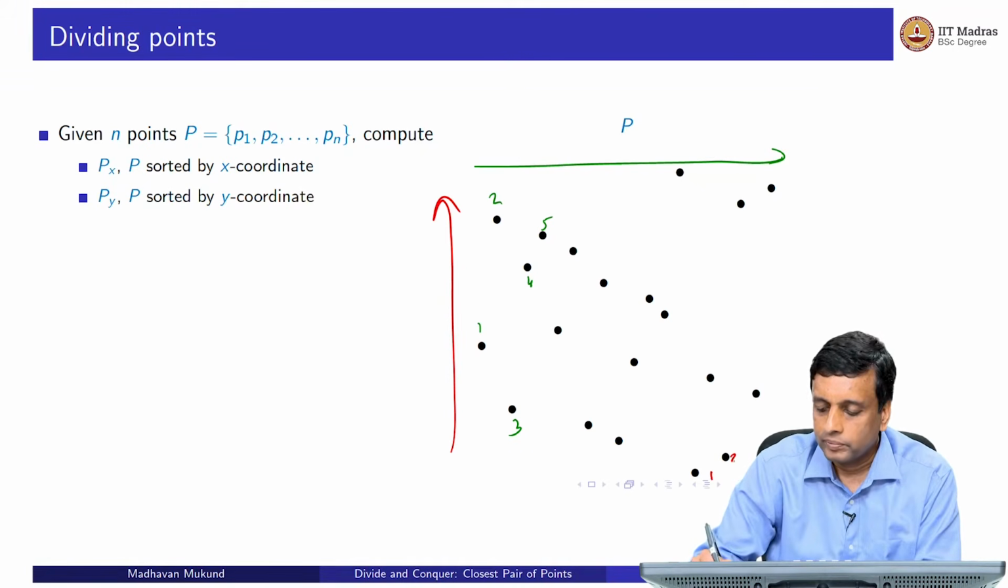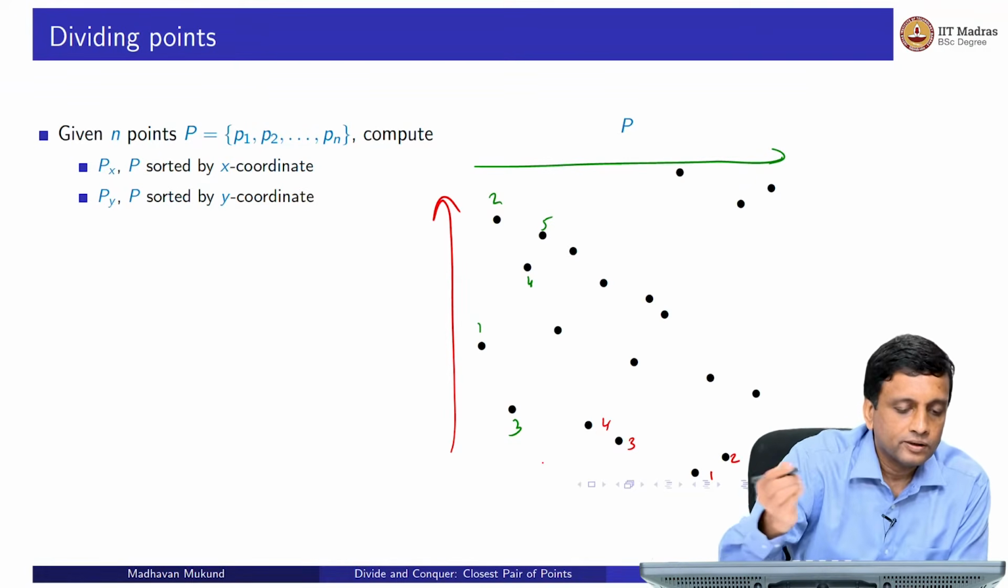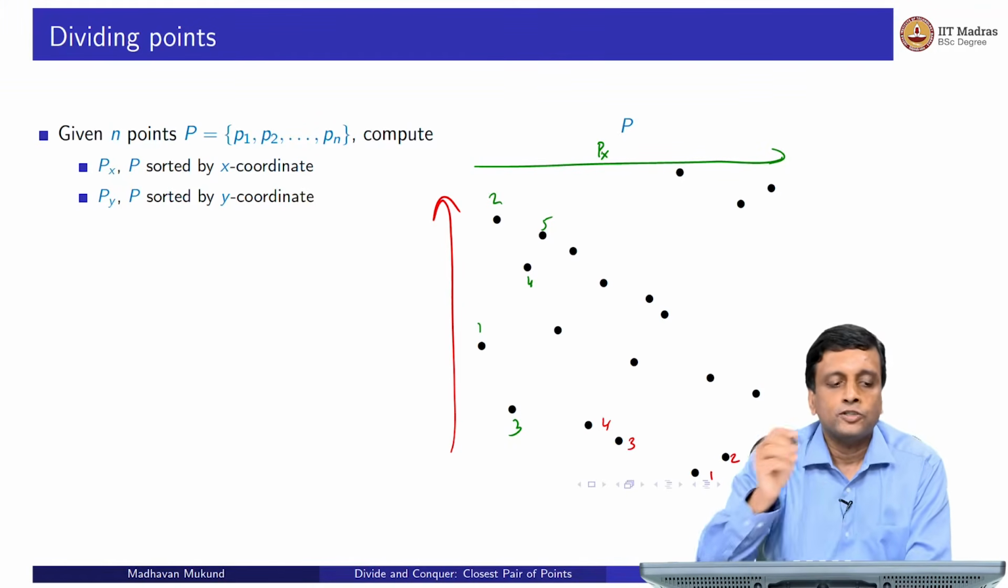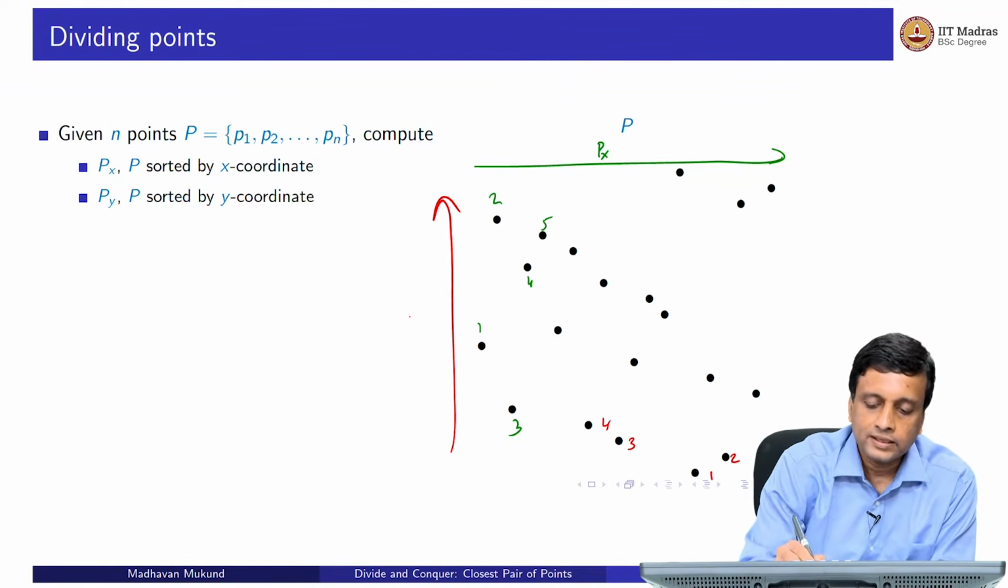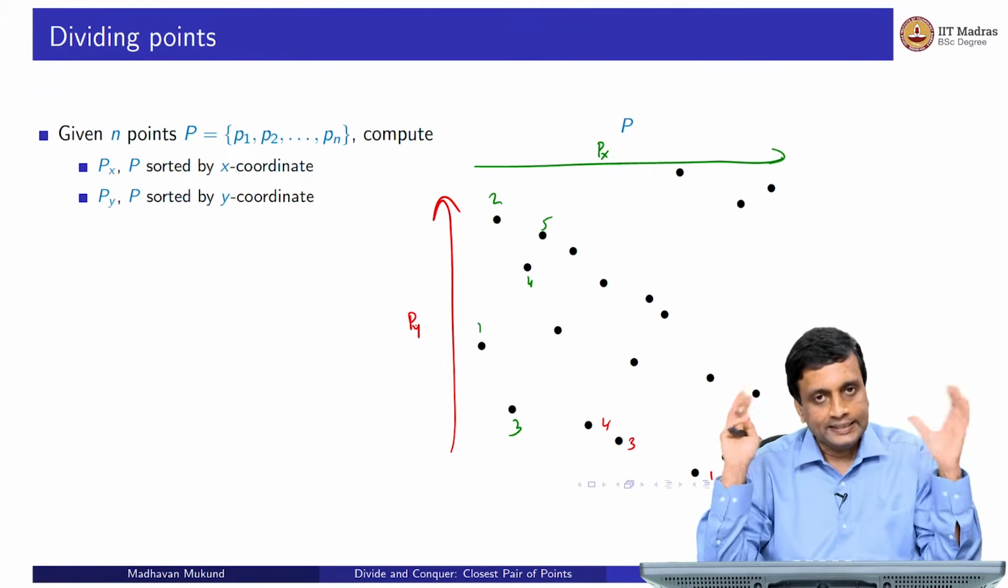So this will be 1, this will be 2, this will be 3, this will be 4 and so on. So this green list will be the Px list, right? So this is a listing of the points in order of x coordinate, and this is a listing of the points in the order of y coordinate. So I am going to first do this for the initial list of points.